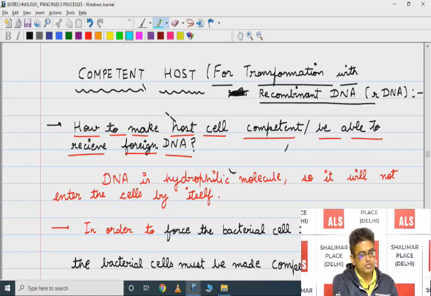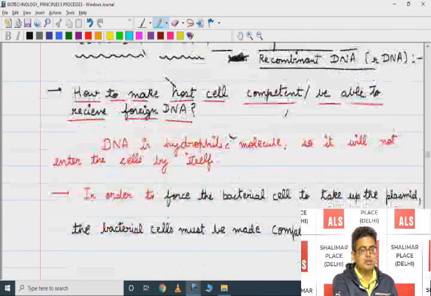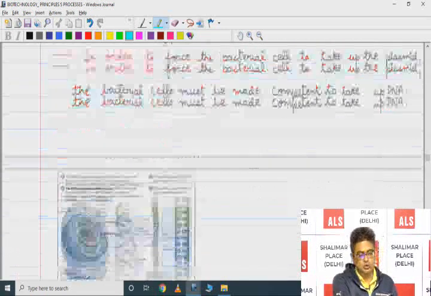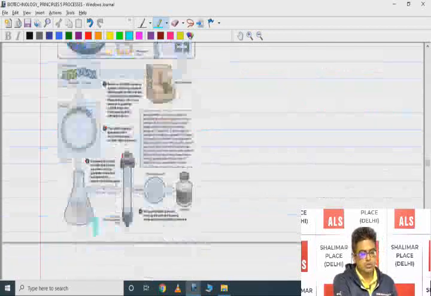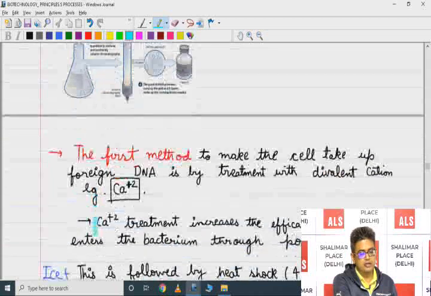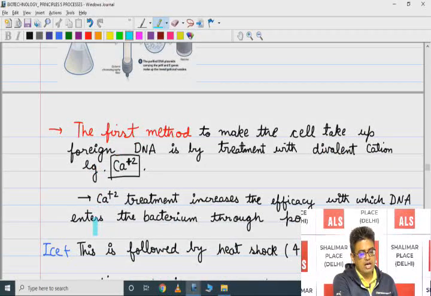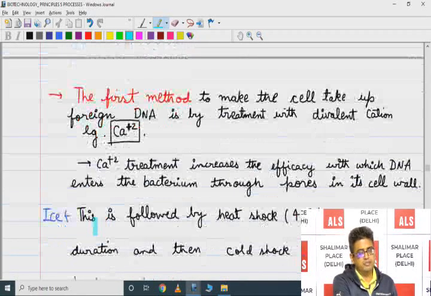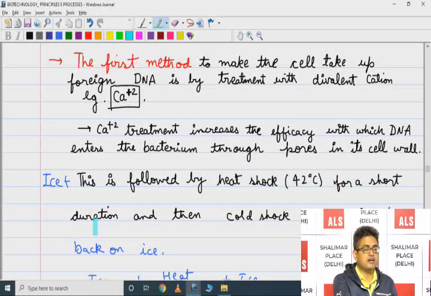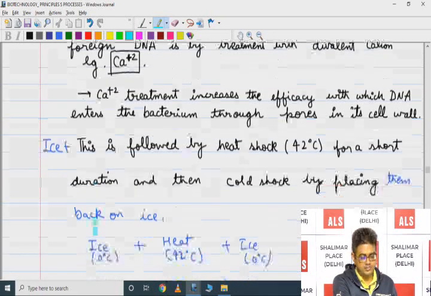How do you force it to take that DNA? You need to introduce some drastic condition. Drastic condition is something like heat shock, cold shock. Heat shock, cold shock treatment is taken, and then calcium treatment. So calcium treatment, heat shock, cold shock, this causes the pores in the bacterial cell wall to become wider, and because of these pores, now the DNA can pass easily.